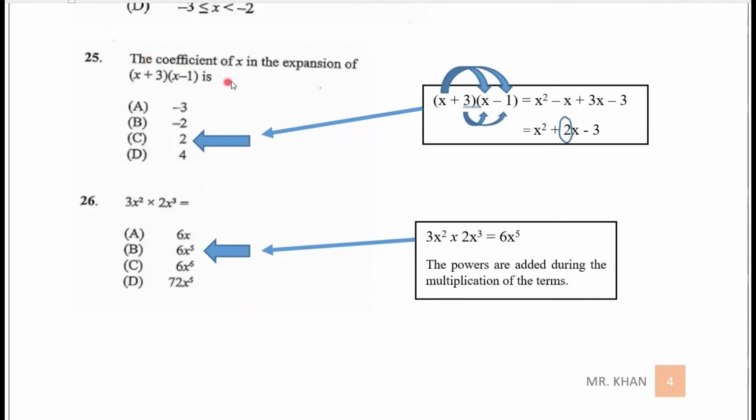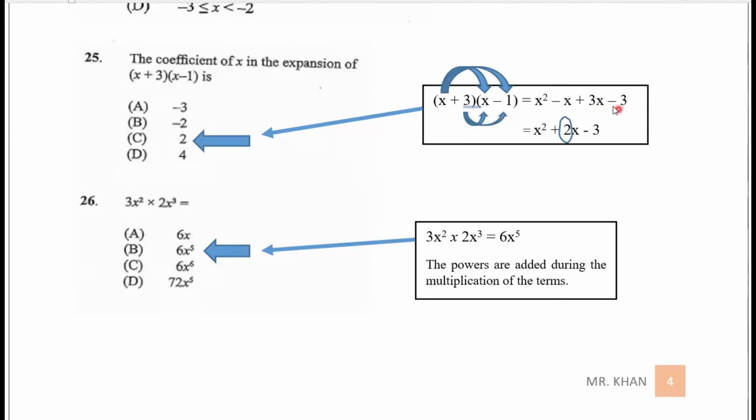25. Coefficient of x in the expansion of x plus 3 by x minus 1. So we're going to expand this out to get a quadratic expression. x by x is x squared. x by minus 1 is minus x. 3 by x is plus 3x. And then 3 by minus 1 is minus 3. Because plus by a minus is a minus, right?